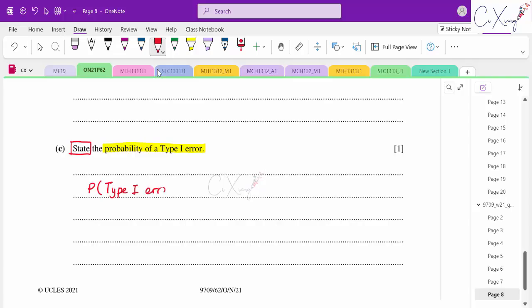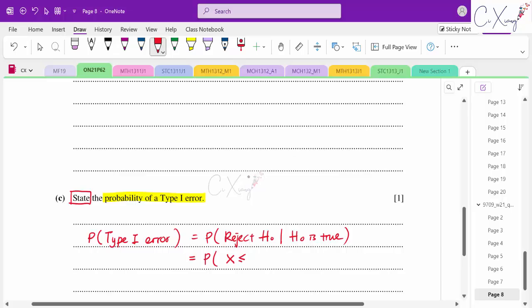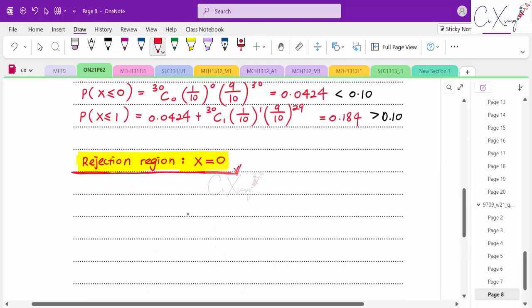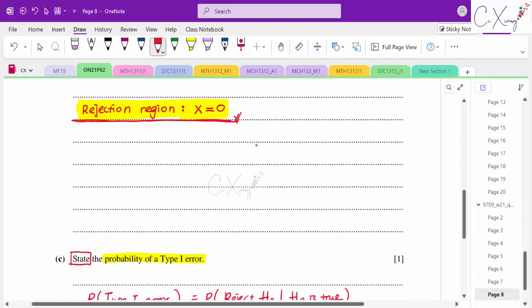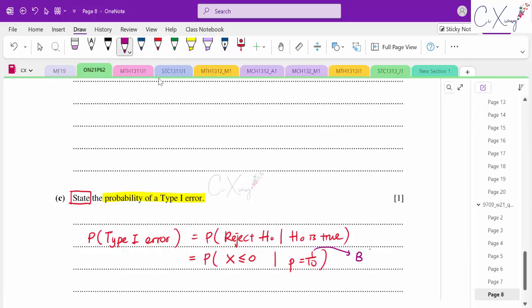Type 1 error definition is reject the null hypothesis when the null hypothesis is true. Reject the null hypothesis means that you have to put in the rejection region. So we just now already know that rejection region is x smaller equals to 0. And the null hypothesis is true means that you are using p equals to 1 over 10. When p is equals to 1 over 10, it also means that you are using the binomial distribution for the calculation, 30 and 1 over 10.